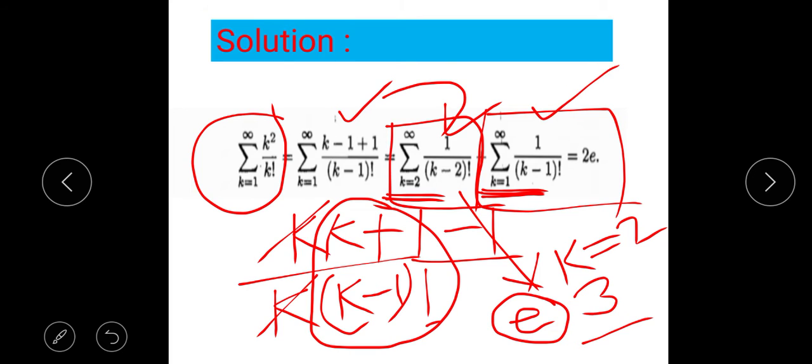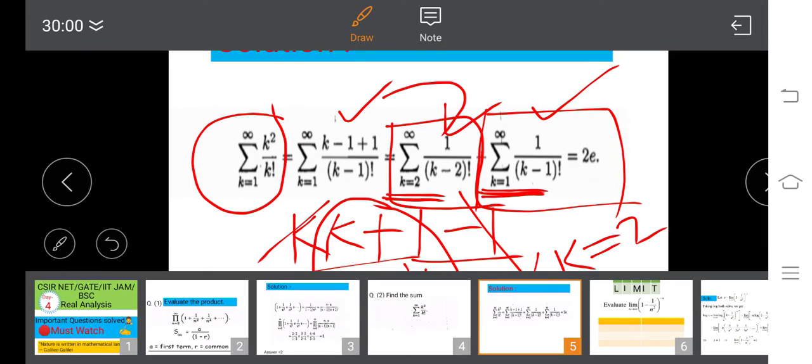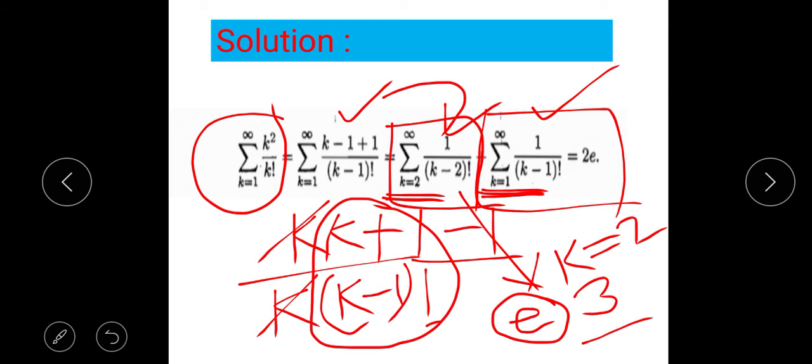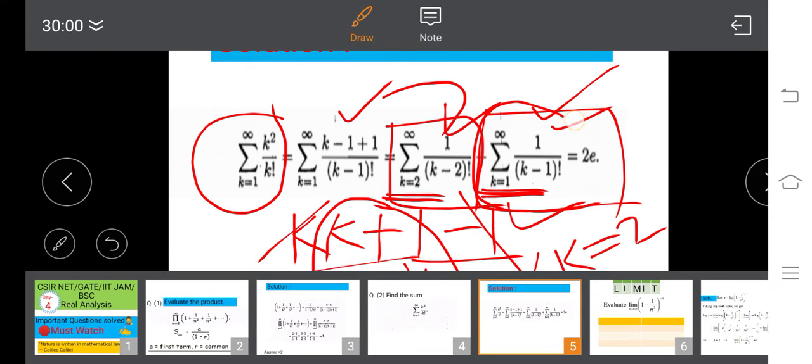And similarly, if you put k equal to 1 here, you will get 1 plus, then if you put k equal to 2 here, you will get 1 by factorial 1 and then 1 by factorial 2 plus so on. In this way you will get E from this expression also.